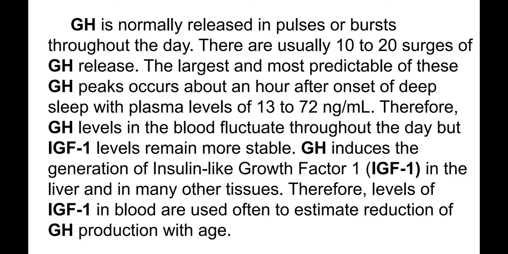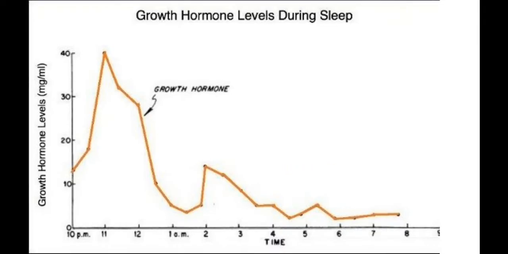Growth hormone induces the generation of insulin-like growth factor 1 in the liver and in many other tissues. Again, the liver is the main tissue producing this insulin-like growth factor, but other tissues can do the same, including muscles. Therefore, levels of insulin-like growth factor 1 in blood are often used to estimate the reduction of growth hormone production with age.